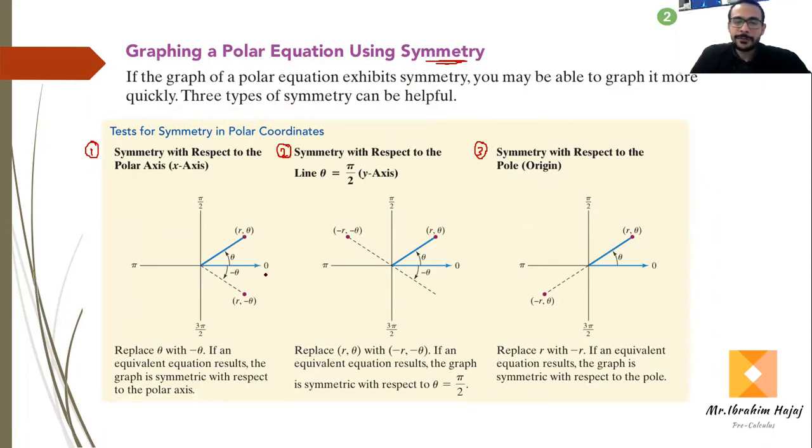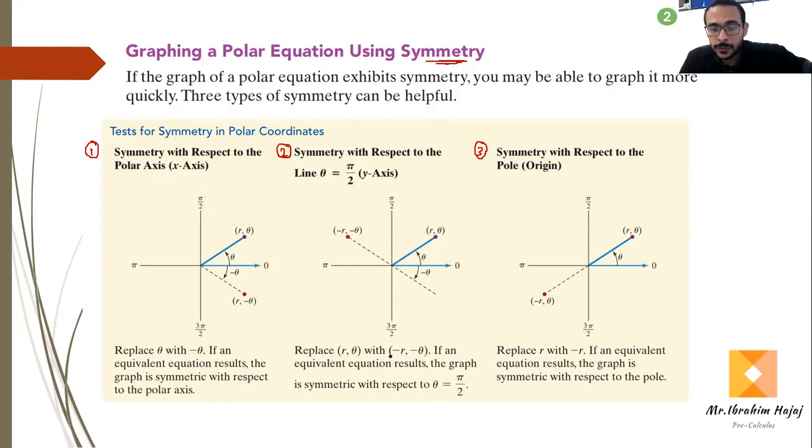In the case of the first test, symmetry with respect to the polar axis, I'm going to replace theta with negative theta. If you substitute negative theta and it gives the same equation or any equivalent form of this equation, the graph is symmetric with respect to the polar axis.